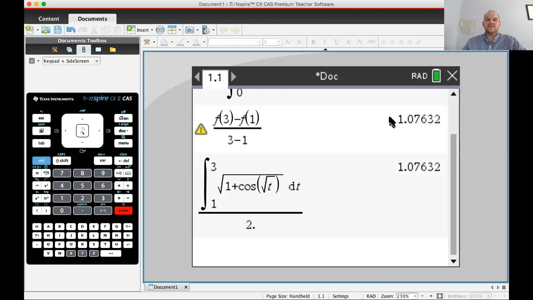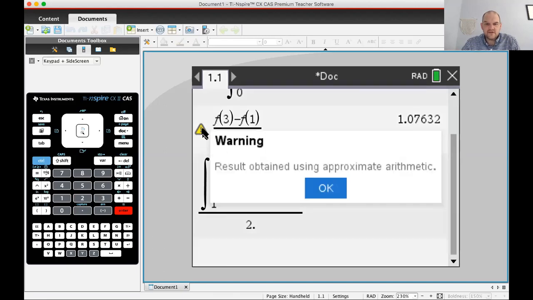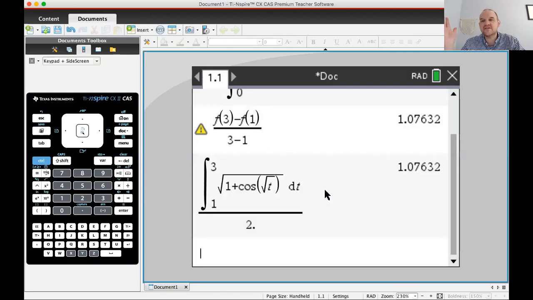So that's a way to check and see. Notice here, this is kind of interesting actually. This one didn't give me any kind of warning. And what about this? Result obtained using approximate arithmetic. That error, man, it shows up every once in a while. There's nothing you can do about it. In my experience it's never wrong when it gives you that warning, but it makes me nervous because, why are you warning me? And also, what is it? I don't really know. It's got to be some computer science-y thing with floating point decimals or something.